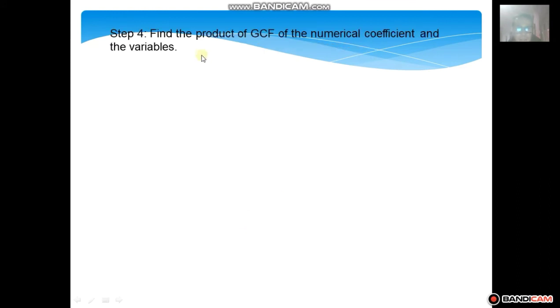Next step, find the product of the GCF of the numerical coefficients and the variables. Let us multiply. This is the GCF of the numerical coefficients and the variable. So the result is 6x. Hence, 6x is the GCF of this given expression.